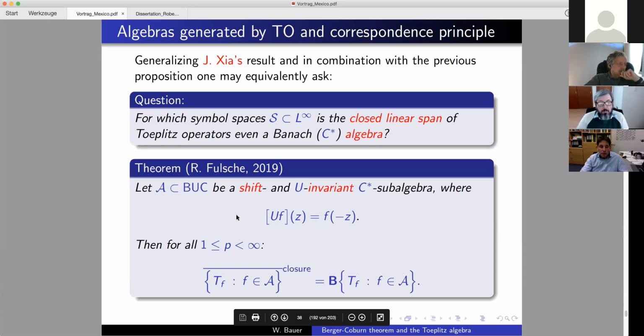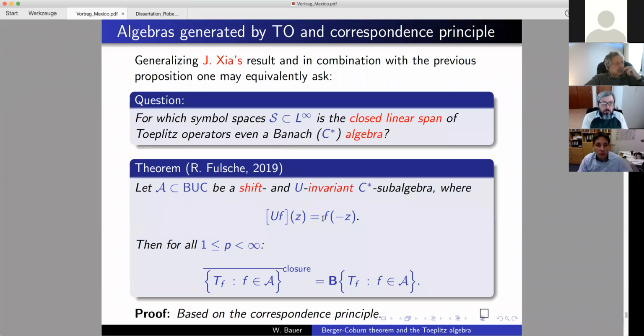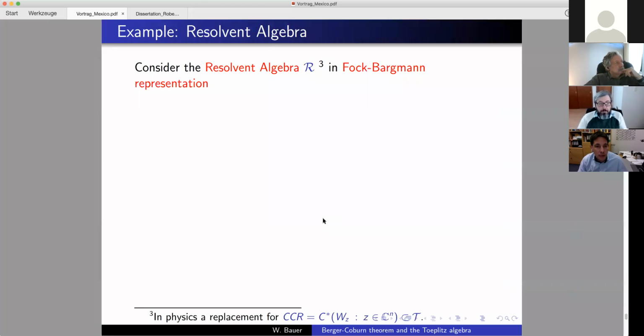And so that somehow generalizes Scha's result, which holds for all these BUC, or if you want L infinity, to such shift and U invariant subspaces. To my knowledge, this is a result by Robert Fulsche. It's not clear whether you really need that assumption here, but in his proof he needs it. So it might even be true that you can omit this assumption. Okay, so I'm almost at the end. The proof is based again on the correspondence principle, which I told you. This is my last slide.